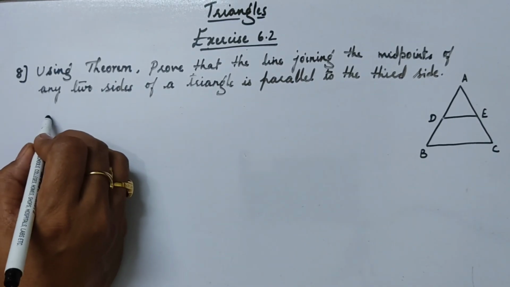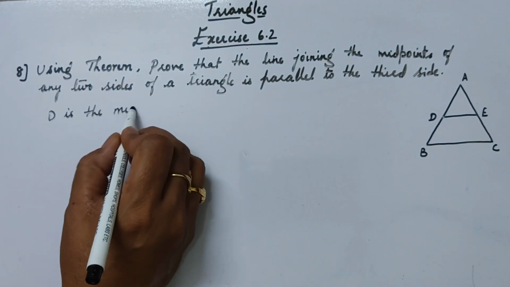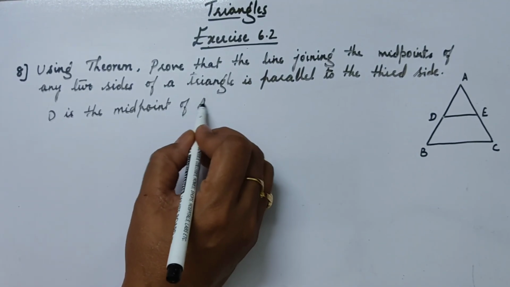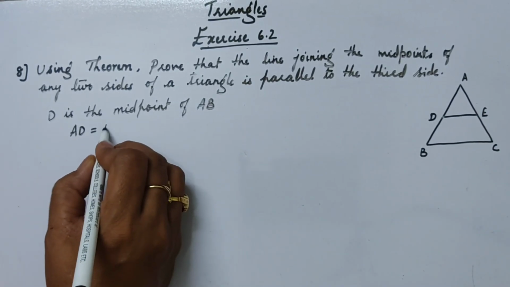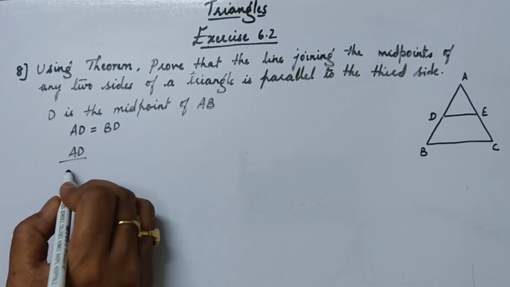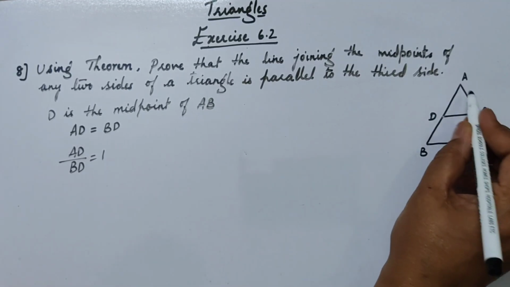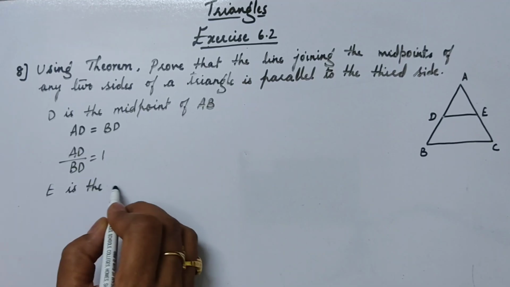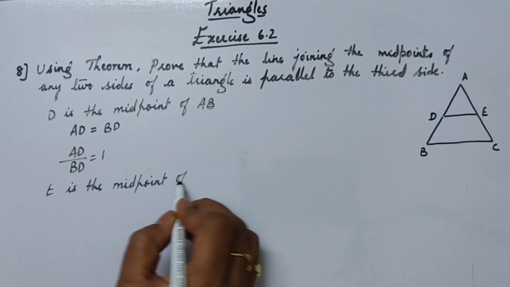I can take here, D is the midpoint of AB. When this is the midpoint, I can say that AD equals BD. That is, I can write AD by BD equals 1. Now, E is the midpoint of side AC.